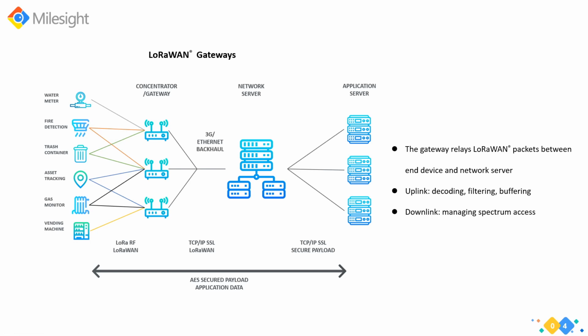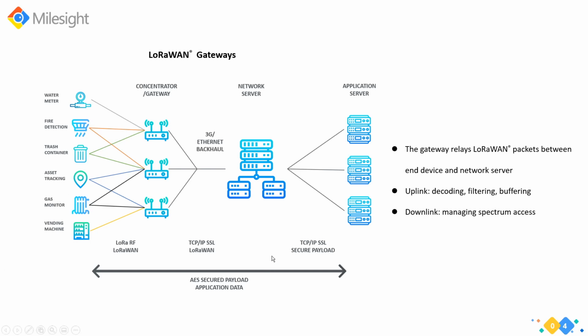So here we can understand the firmware or software running in the gateway. It mainly focuses on two tasks. In the uplink direction, from the end device to the network server, it is decoding packets and filtering on the messages, and then buffering in case the backhaul connection gets lost. And in the downlink direction, from the network server to the end device, it is basically managing the spectral access for the network server. For example, when the network server schedules a downlink, when the network server wants to send a message to the end device, the gateway will check if the slot is still available. If the slot can satisfy all the regional requirements, then the gateway will pick up the slot and put the actual frame on the slot.